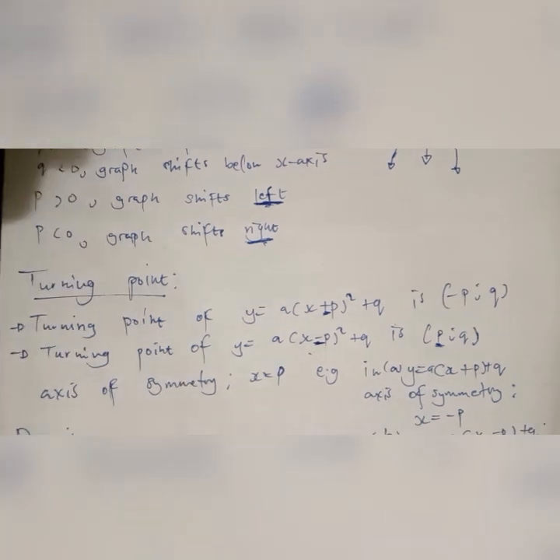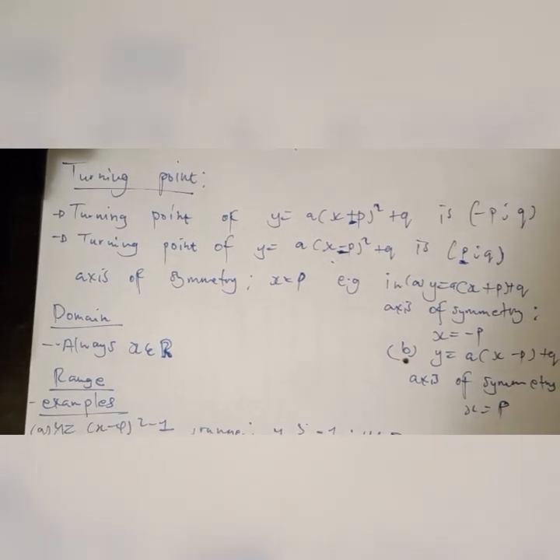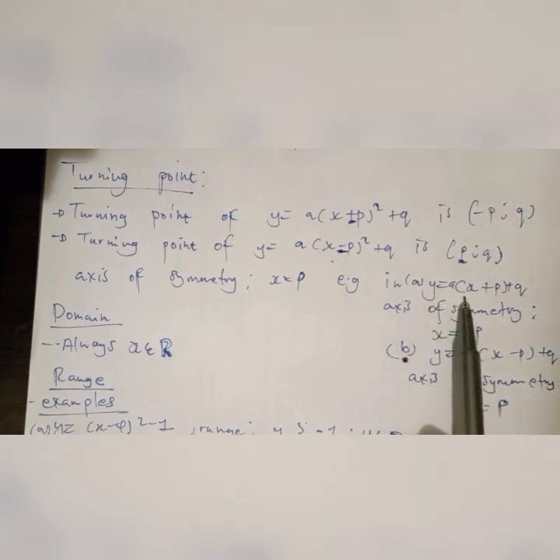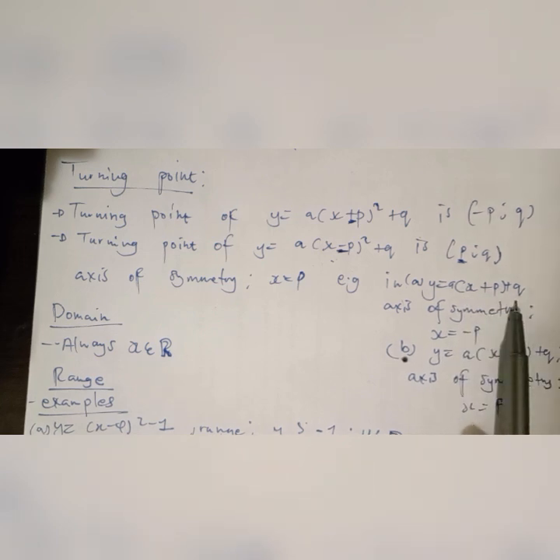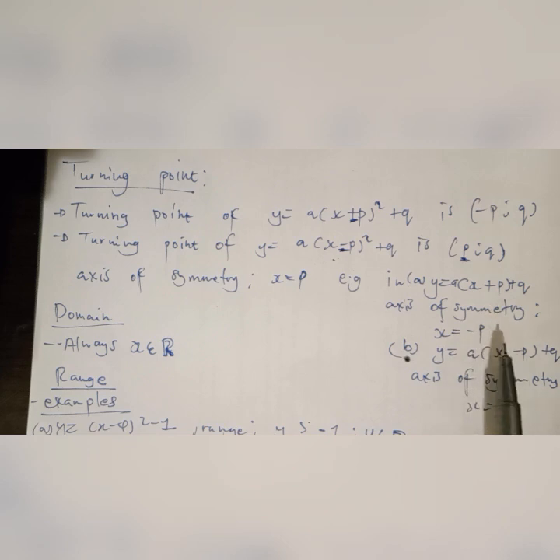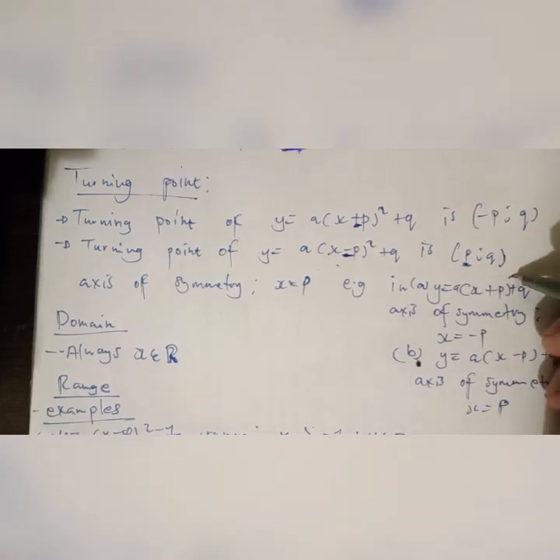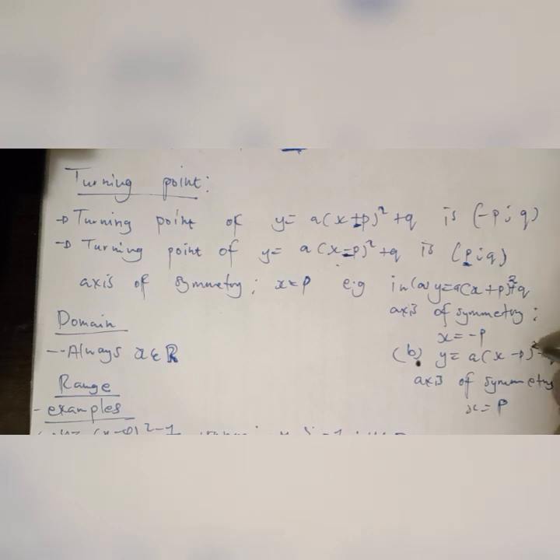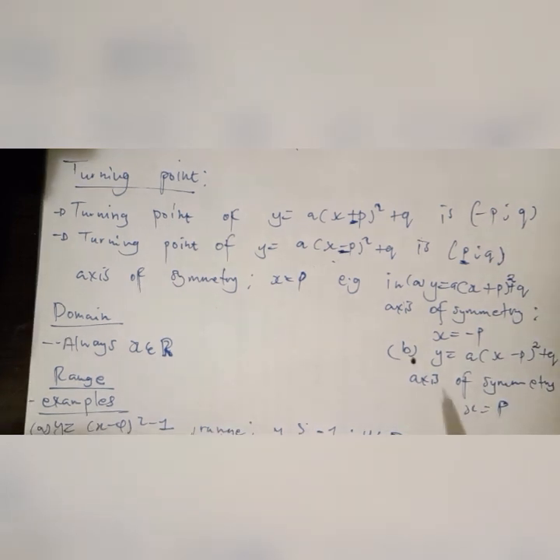Let's move on. We have the axis of symmetry next. Axis of symmetry is x is equal to p, e.g. in this equation here, y is equal to a(x plus p) squared plus q. Sorry, I forgot the squared here. The axis of symmetry is x is equal to negative p. Okay, so the reason why I'm saying x is equal to negative p: imagine this, you have x plus p, right? Equate x plus p to 0. If we want x to be the subject of the formula, what will we do? Well, we'll take p to the other side, right? So that's where we're getting x is equal to negative p.